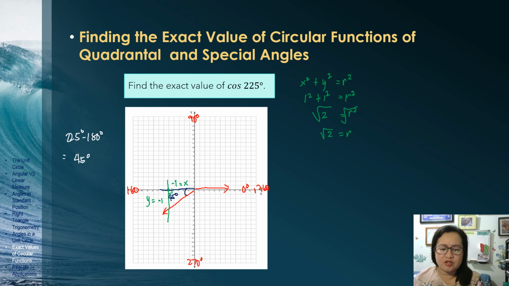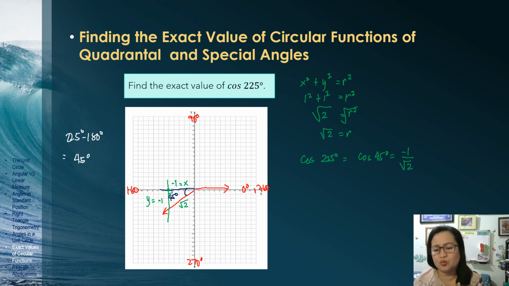So here we have square root of 2. Since we have cosine, all we have to do is cosine 225 degrees or cosine 45 degrees. We will have adjacent is -1, hypotenuse is square root of 2.